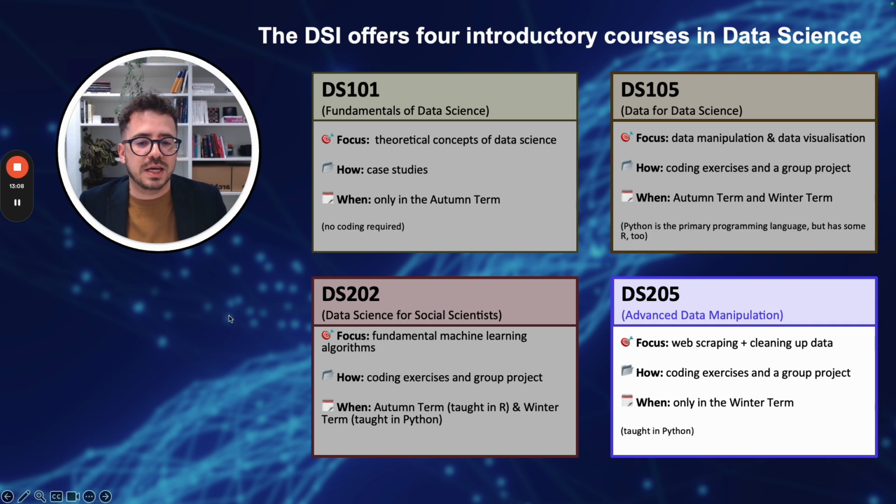You must have taken DS105, or you have to have taken another programming course. So ST101 and EC1B1 are other courses that teach programming. If you want to go to DS205 directly, you must have already taken these other programming courses. So if you're not there yet, if you don't feel super comfortable with programming, DS105 is the course for you.